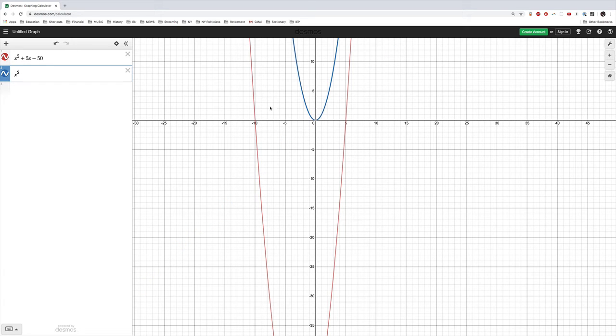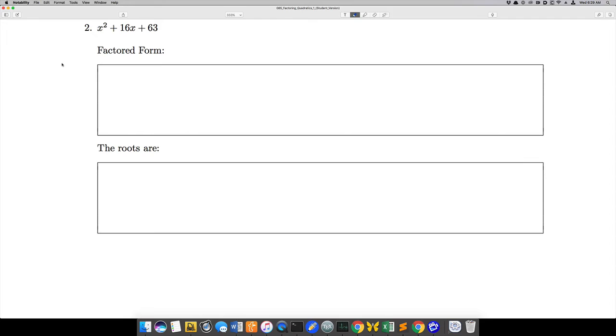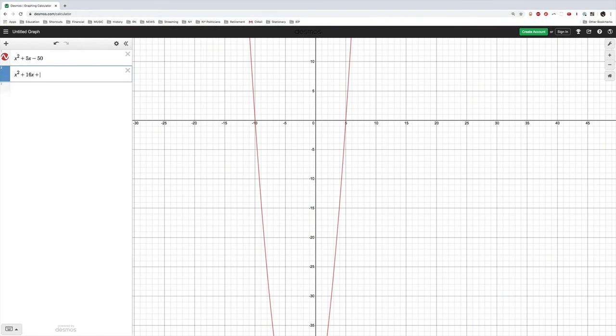So you'll notice again, the blue line now is the new one. I'm leaving the red one up here just so you can see the difference. X squared, and it's going to be plus 16x. So you could see that the 5x moved it to the negative 10. The 16x moves it all the way over here to 16. And then also we have to add in our plus 63. So plus 63. So now as you can see, this line is much higher.